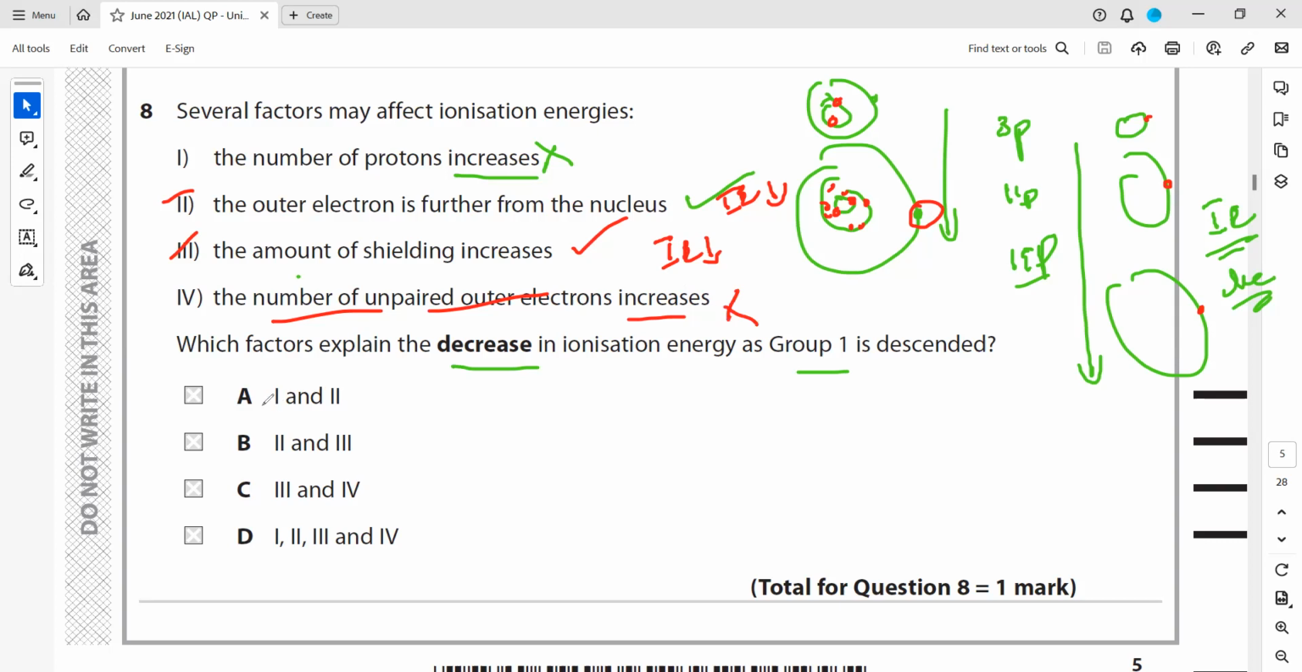So if the electron is further from the nucleus, ionization energy will be lower. That is what happens in group 1, and the same thing, more inner shell electrons, so ionization energy will be lower or decreases. So statement 2 and statement 3 are explaining why, as we go down the group, for group 1, the ionization energy decreases.